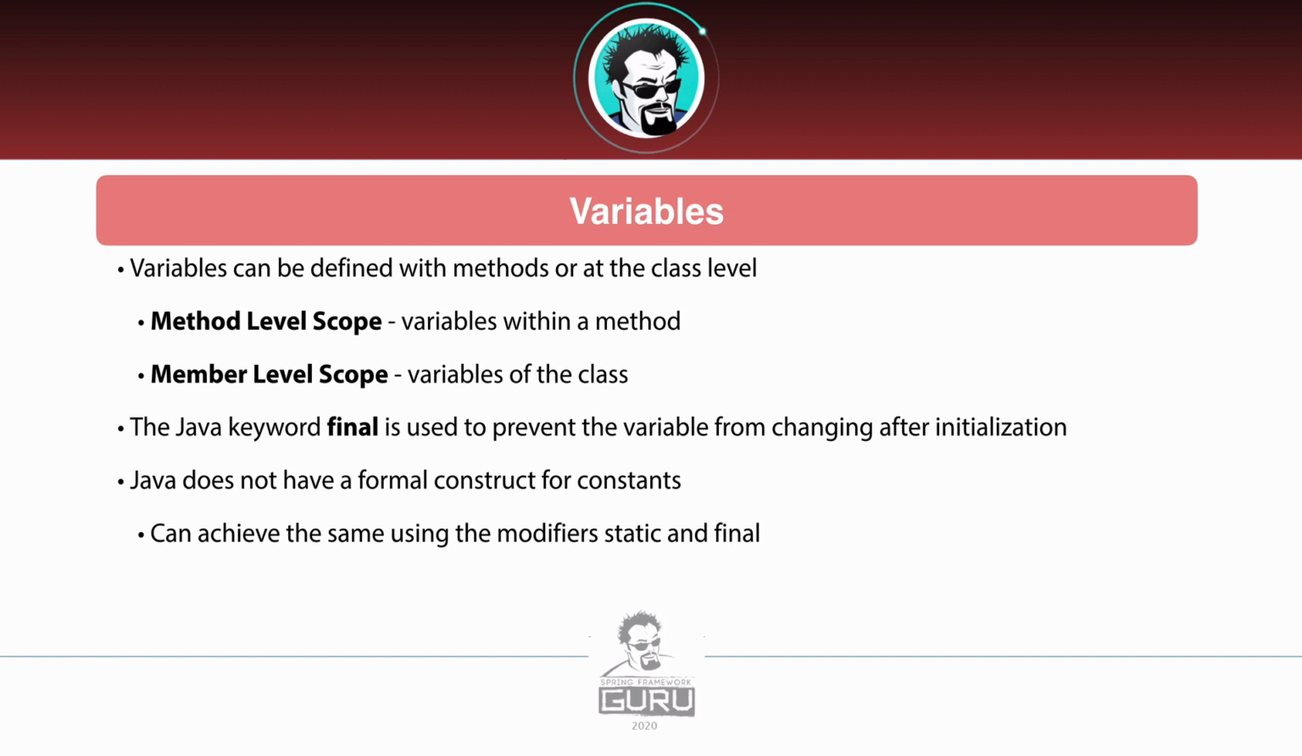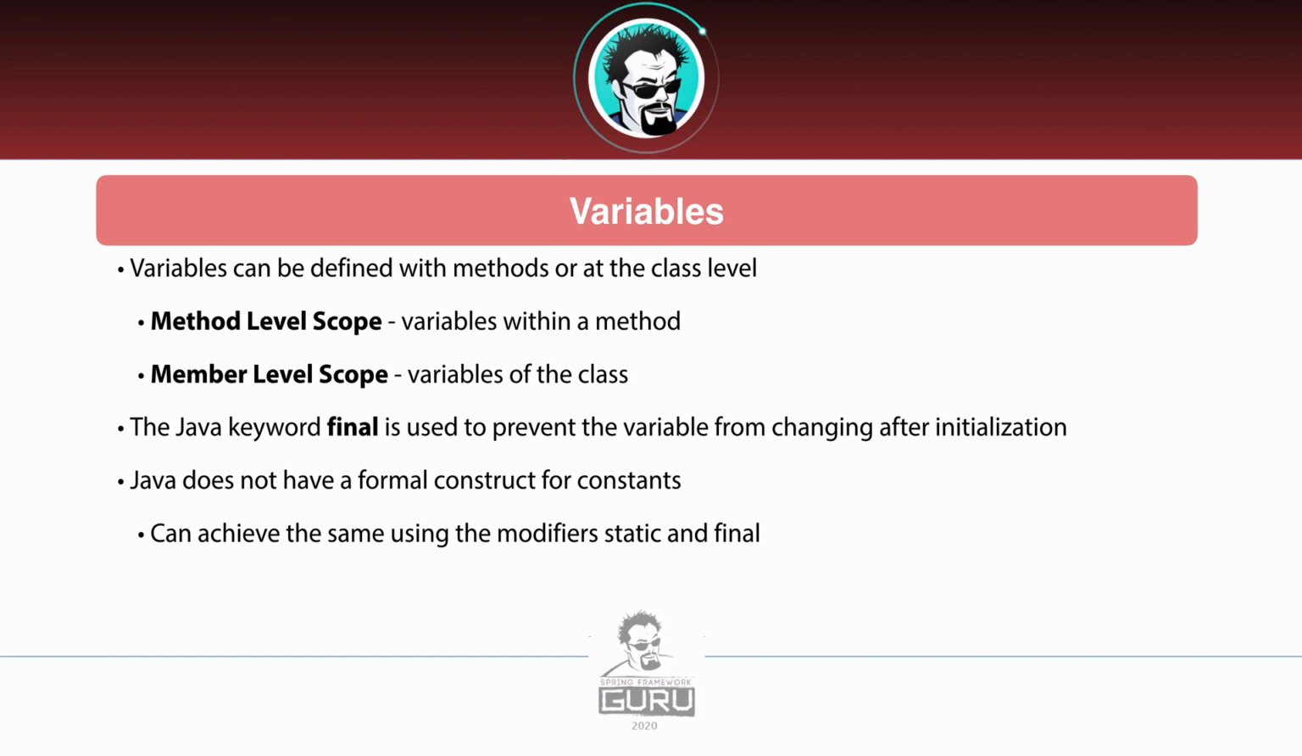Within the method, it is called method level scope. However, if it's defined in the class level, this is called member level scope. And this is one of those favorite interviewer questions too. Now, variables can be used with the keyword final to prevent that variable from changing after it is initialized. This is a very important feature of Java.